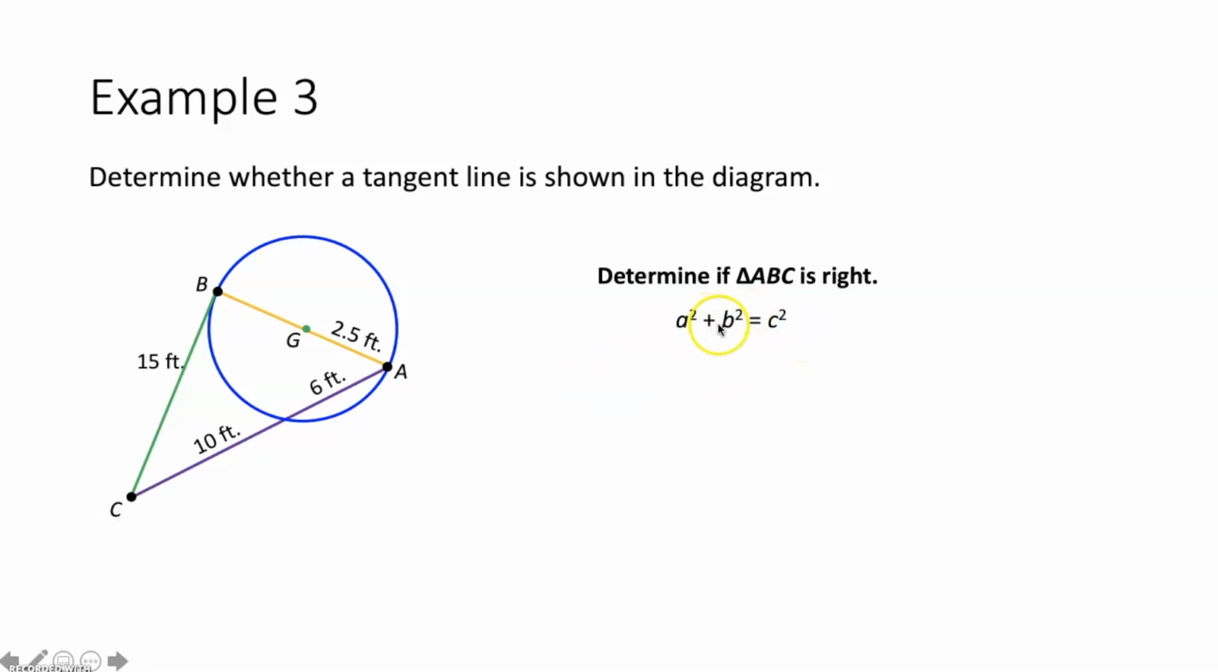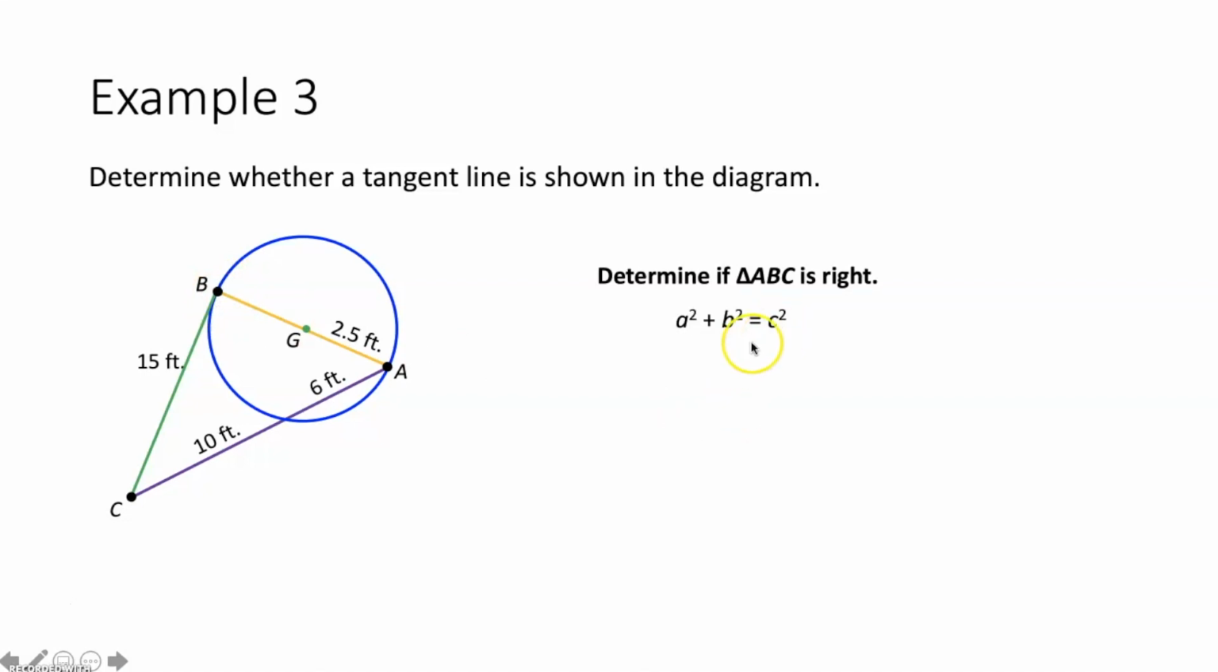If A squared plus B squared does in fact equal C squared for this triangle, triangle ABC, then we know it's a right triangle, meaning that segment BC would be perpendicular to segment BG, meaning that segment BC would be tangent to circle G at point B. So let's go ahead and plug in what we know.